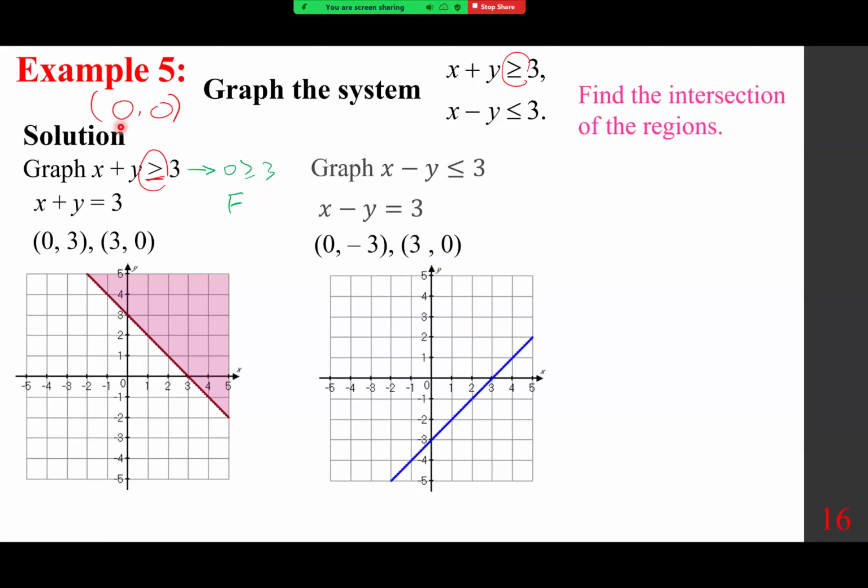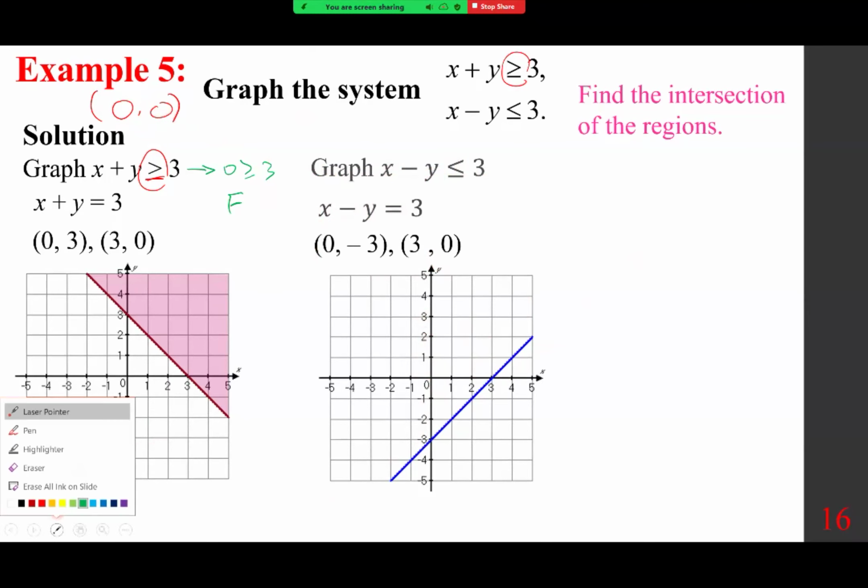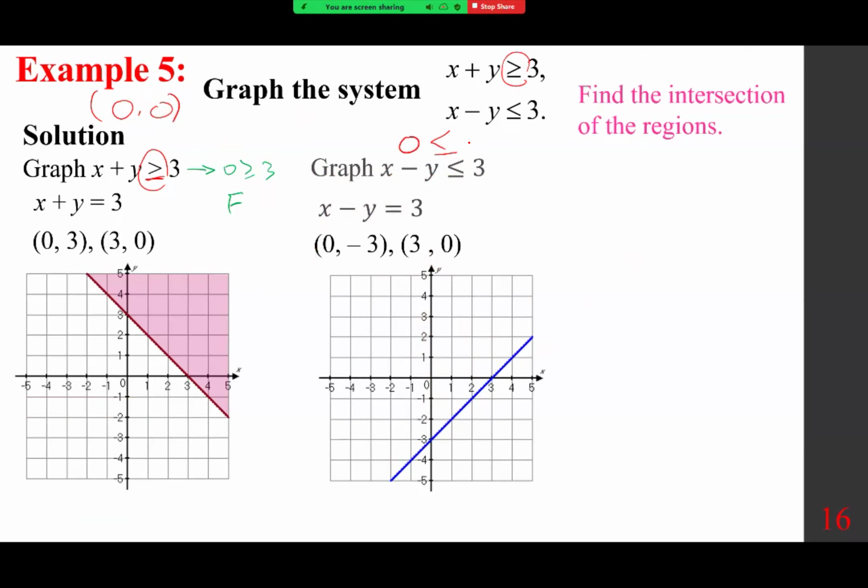We go back to this easy point 0, 0, since it's not part of the graph, and we put it into the inequality. I get 0 minus 0, which is 0, less than or equal to 3, which makes it a T or true statement. Therefore, 0, 0 is a solution. Everything on this side is a solution.